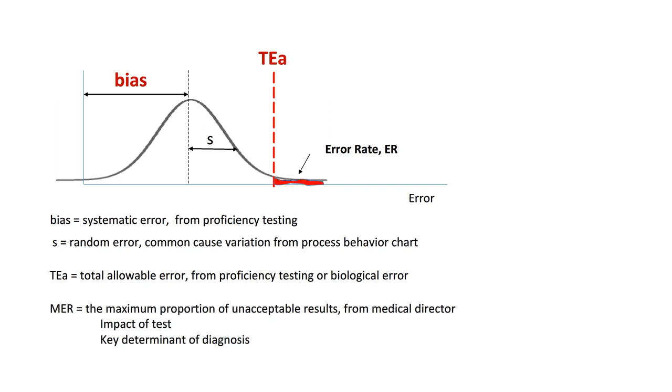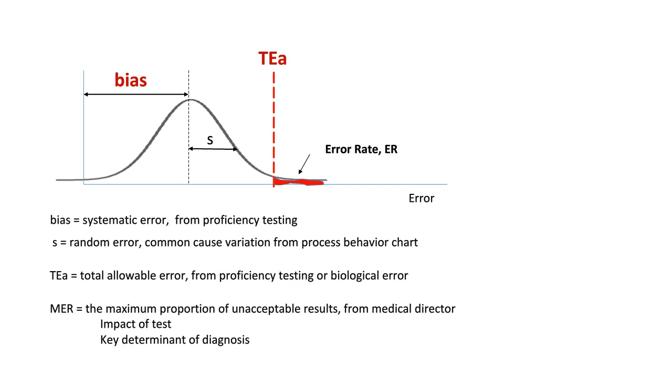The serious error rate is the percentage of results with unacceptable error. Those are errors greater than the total allowable error. We usually don't know whether an individual result is unacceptable, but on a statistical basis, we can calculate the percentage that are unacceptable if we know the bias, imprecision, and the total allowable error.